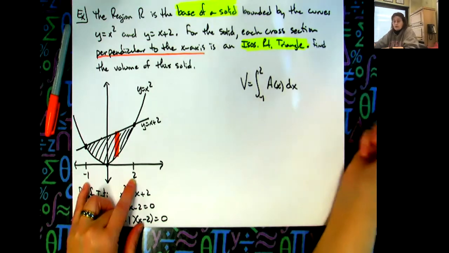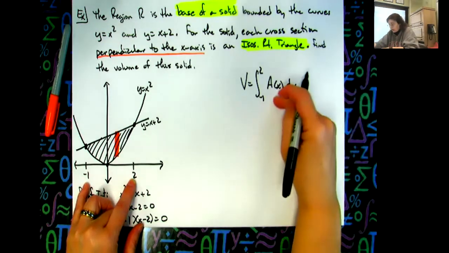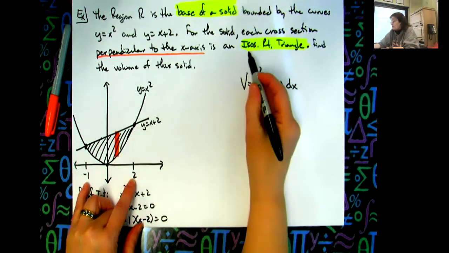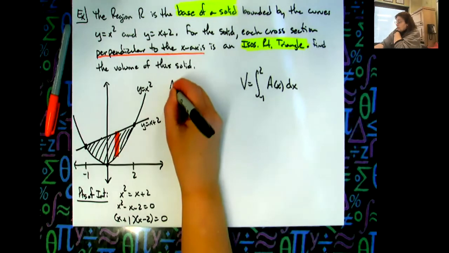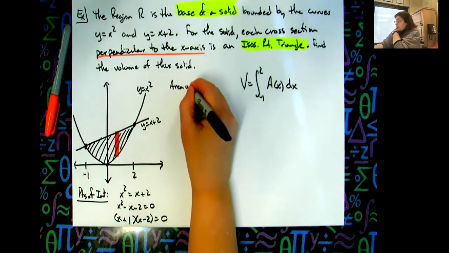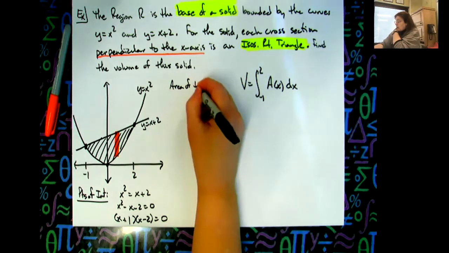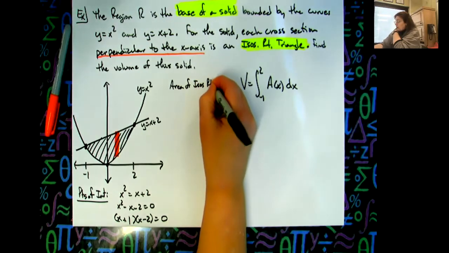So I'm just going to write it like that for right now. The area of the cross section. My cross section is the isosceles right triangle. All right, now let's come over here and stop and think about this for a minute. I'm just going to write this down. I could have done it in a different color. Area of our isosceles right triangle.